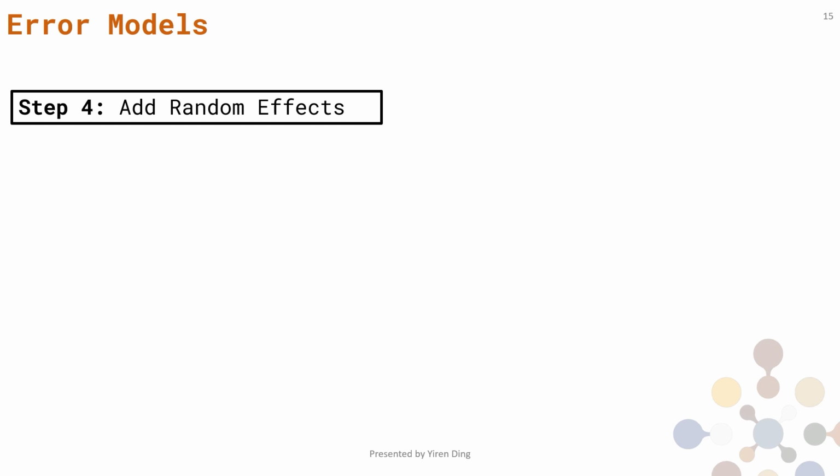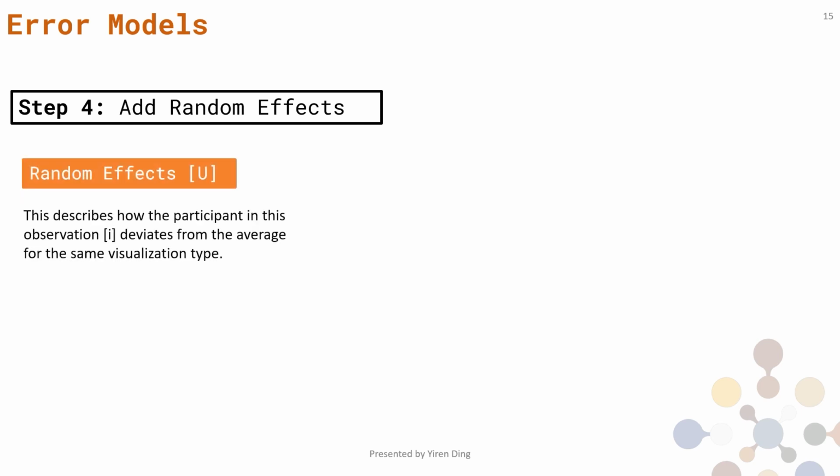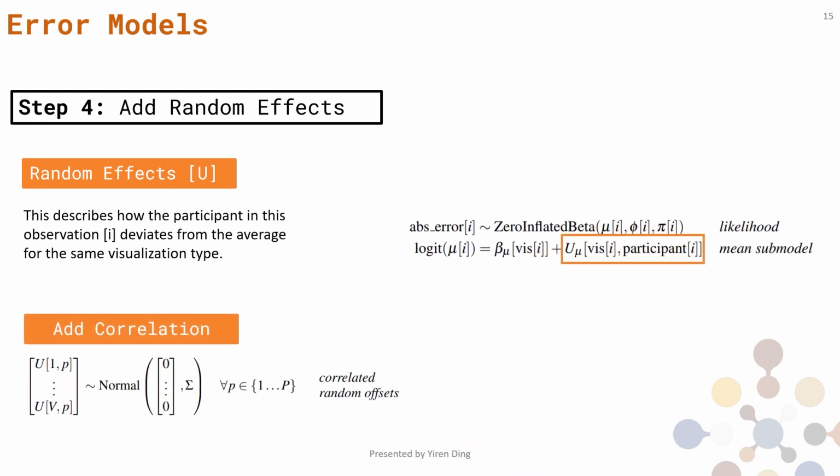To solve this problem, we introduced the random effect U. This describes how the participant in observation i deviates from the average for the same visualization type. To apply random effects to the model, we must estimate the correlation between the random effects for different visualizations. This is the model after applying the random effects.